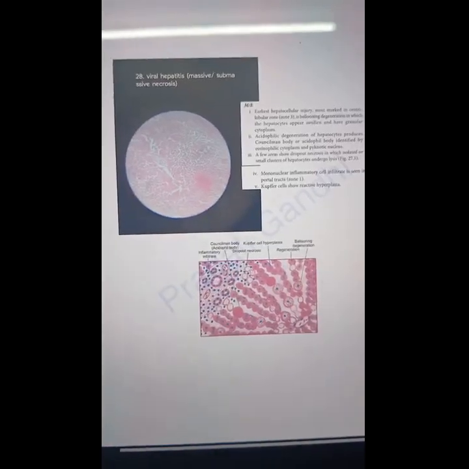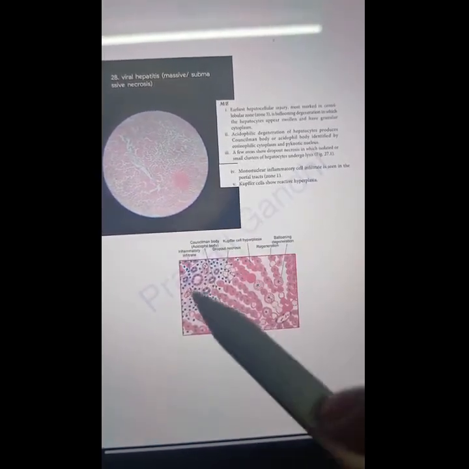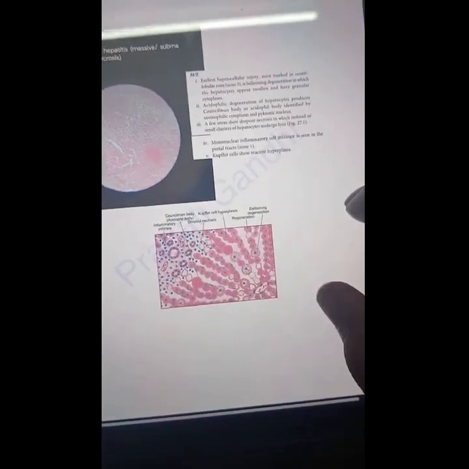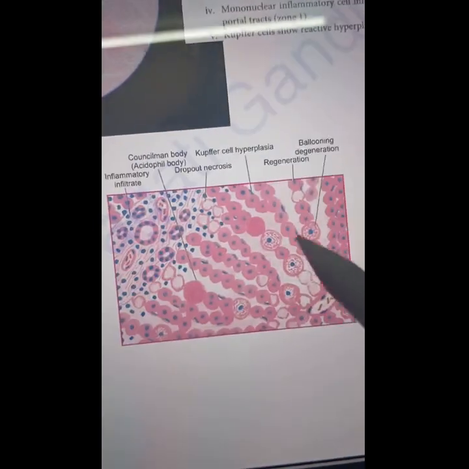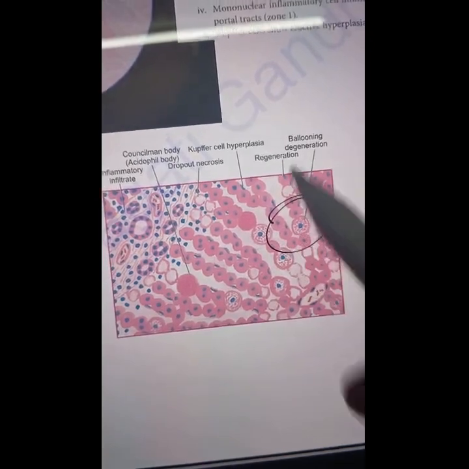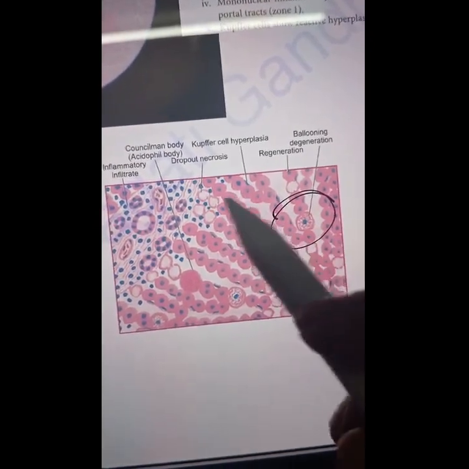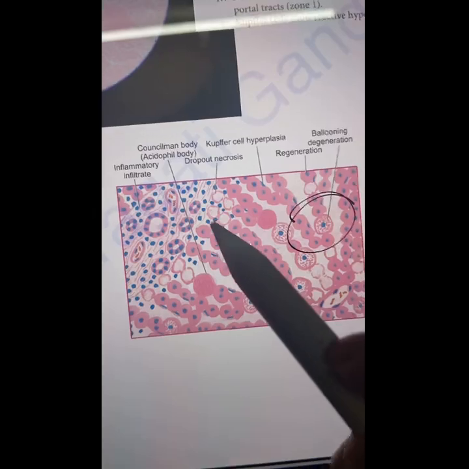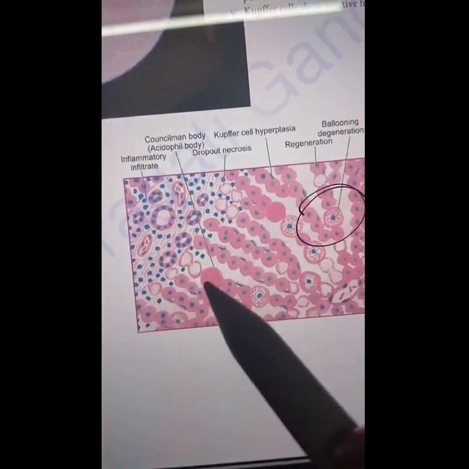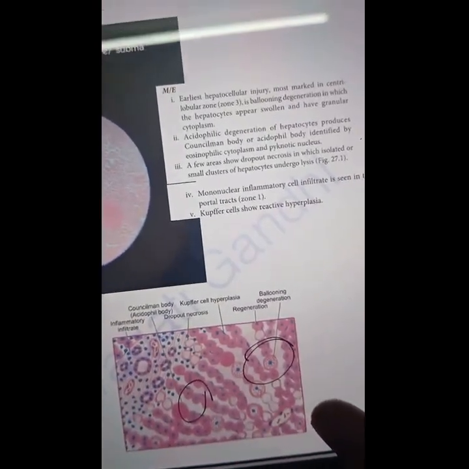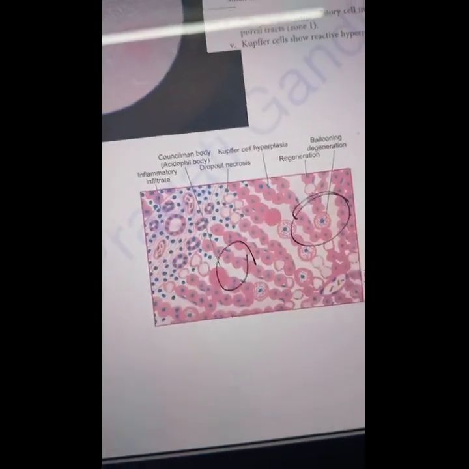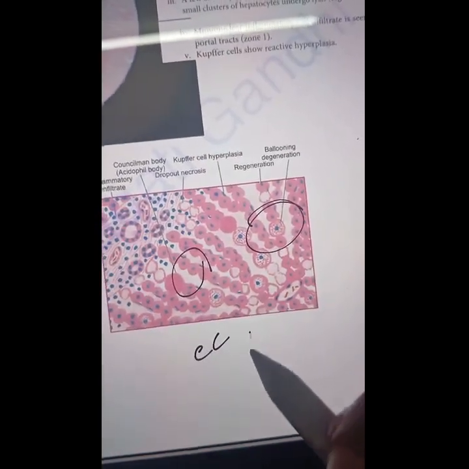Next one is viral hepatitis. You can see over here the important features. It occurs because of hepatitis A, B, C, D, E, and Epstein-Barr virus can also be observed. What important changes do we see? Ballooning degeneration, where hepatocytes balloon themselves, and dropout necrosis, where the eosinophilic content is totally lost. You will see Councilman's bodies, which are acidophil bodies. Councilman's bodies are basically identified by eosinophilic cytoplasm and pyknotic nucleus. Two important features: eosinophilic cytoplasm and pyknotic nucleus.